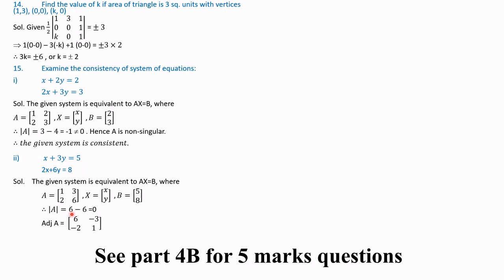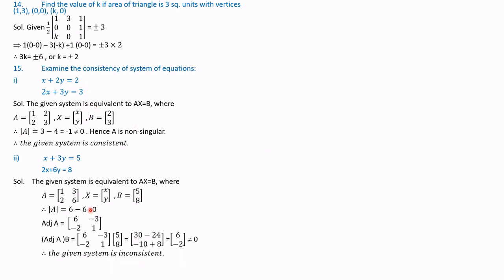The value of the determinant becomes 0. Hence, we have to find the adjoint of A. And the adjoint should be proved to be non-zero. Then the system is inconsistent. This part is the previous problem, and the new problem has been deleted from the syllabus.